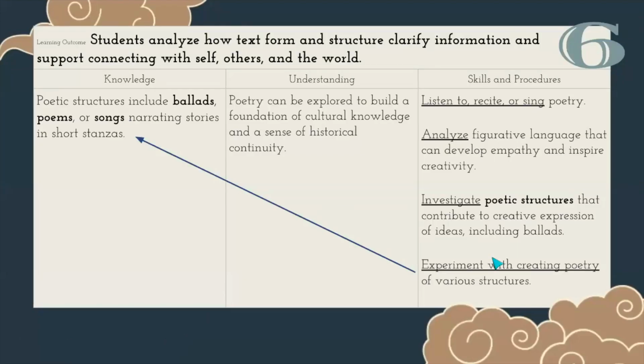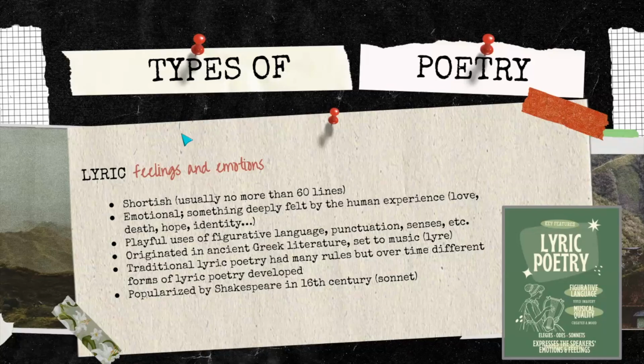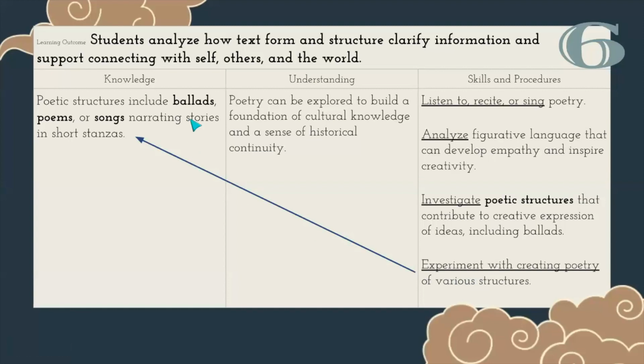In grade 6, we are creating poetry with various structures. Noticing it says ballads, poems, or songs narrating stories. So they don't have to write a ballad. They could write a different kind of poem or a song that tells a story. Weirdly enough, ballads tell stories. And so depending on if they choose to write a free verse or not, I guess that would be the different piece. They need to listen to, recite, or sing poetry. They need to look at figurative language and how it develops empathy and inspires creativity.